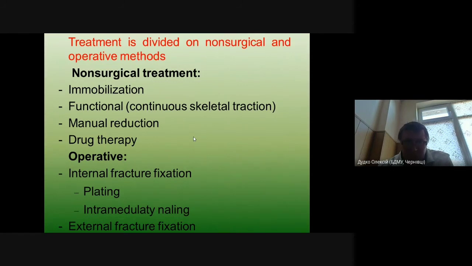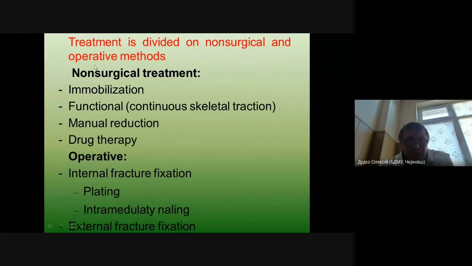But of course, one of these options is better than others. But in all cases we have a choice because the situation may be different. There may be some concomitant disease, there may be some contraindications for surgery or general anesthesia when you can't perform surgery. That's why you should know what to do in these cases and how to manage the fracture in a non-surgical way.